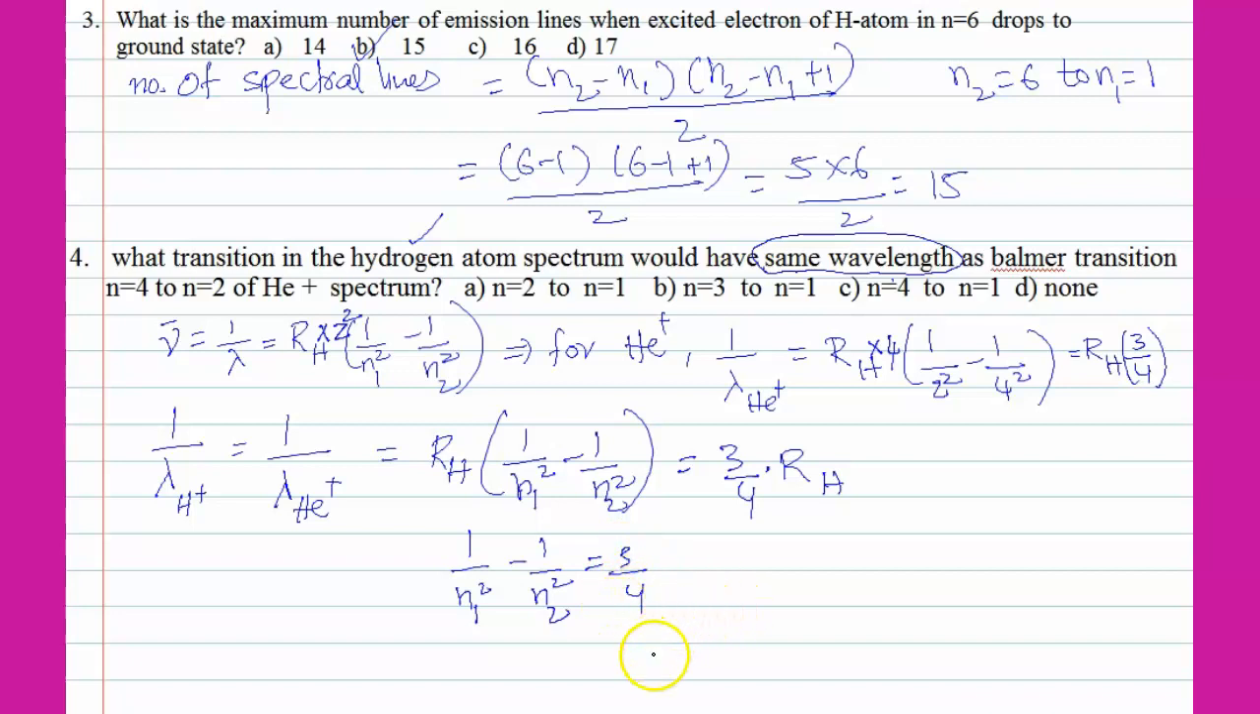Students, cross check the values with the given data. We need to find the n1 value and n2 value. They gave options, so by checking the options only we can get the answer. Suppose you check option A, n2 equals 2 to n equal to 1. We take 1 by n1 square, which will satisfy that equation, so those values are the options. 1 by n1 square minus 1 by n2 square equal to 3 by 4. So substitute option A values.